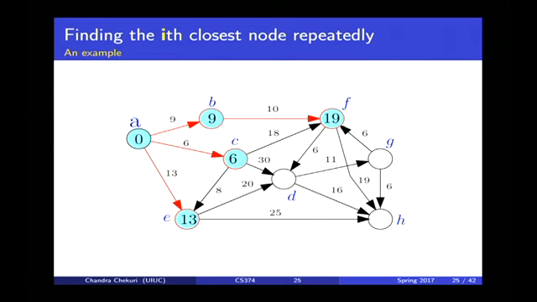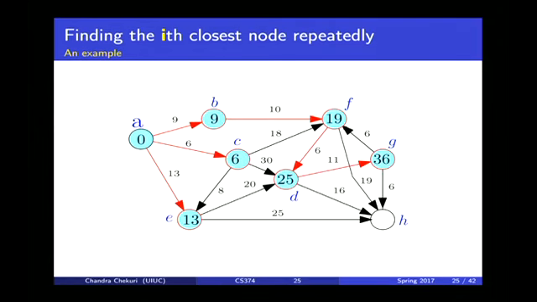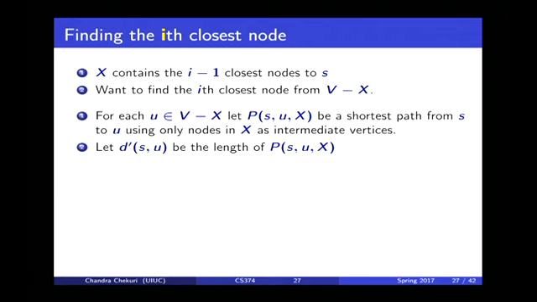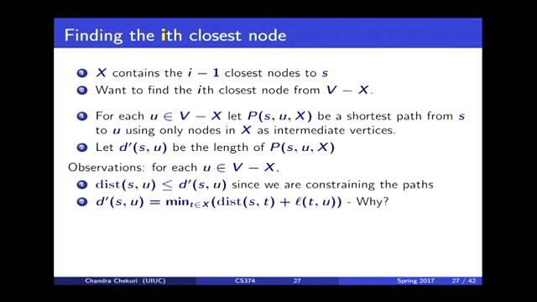Now, what about the distance to D using only these guys? I look at all the edges coming to this. If I come through this, I don't care how long the path is, I already know the right distance to this guy. So it is 6 plus 30 this way, 19 plus 6 this way, 13 plus 20 this way. I take the minimum of all those things. That's the right distance, no? So I know how to calculate it. Very simple.